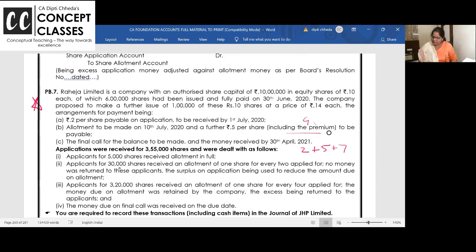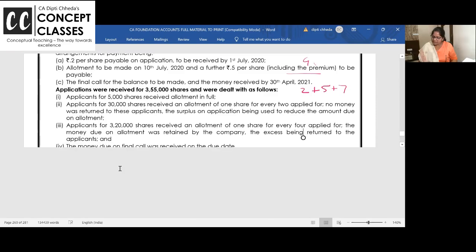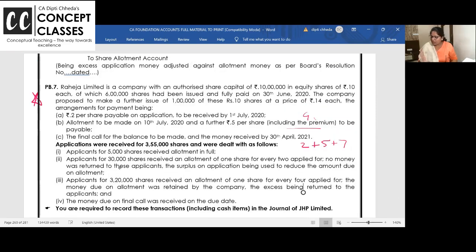One second, application is 2, allotment is 1 rupee, 4 plus 1, so 7, and total 14 rupees you want to get. Now against 1 lakh shares, 3,55,000 applications came. Out of this, 5,000 applications received allotment in full. 30,000 shares received allotment, 1 for every 2. No money was returned, the surplus was adjusted.